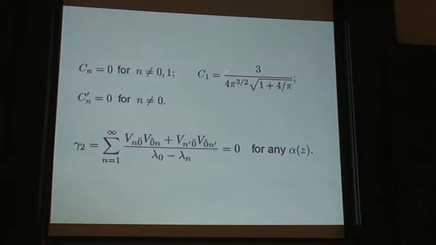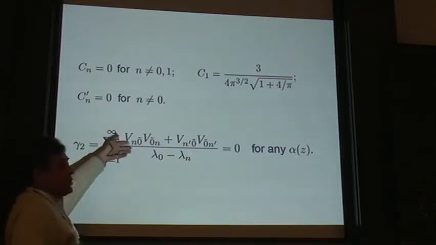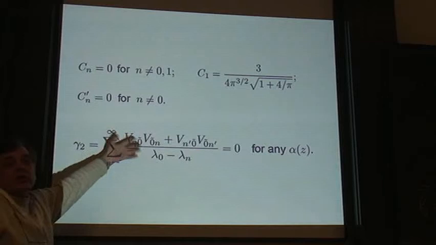And then you get the following, you can calculate C1. All C0 dashes will be equal to 0. You can easily show it. All Cn's will be equal to 0, except for 0 and 1, and 3 except for 0. And this is your solution. Gamma 2 is 0 for any alpha of z. We can just show that this will be identical 0 for conspiracy. Of course, it happens only if you choose alpha proportional to sine pi z. If you choose something different, it will be probably different.